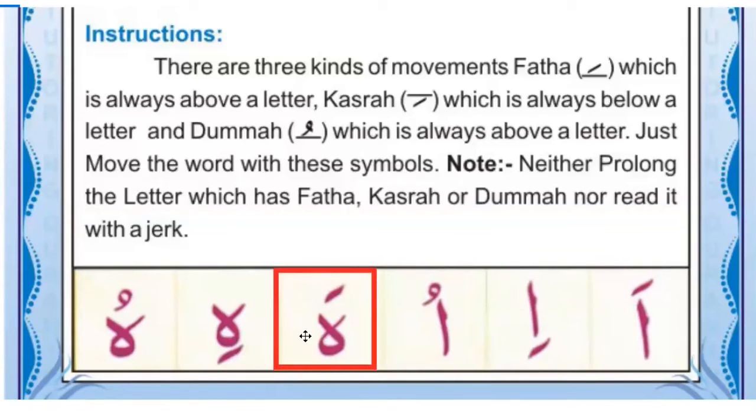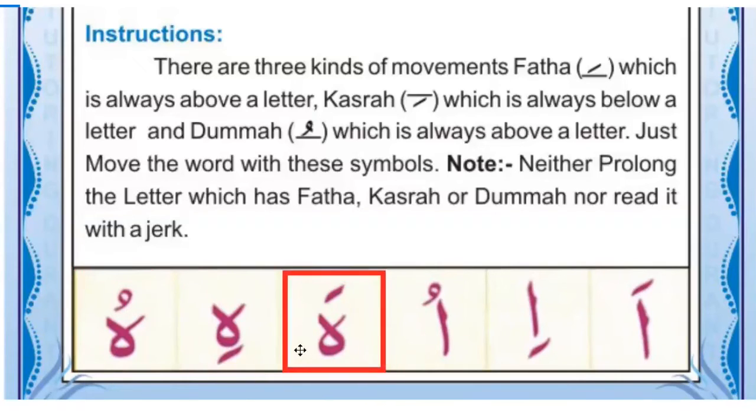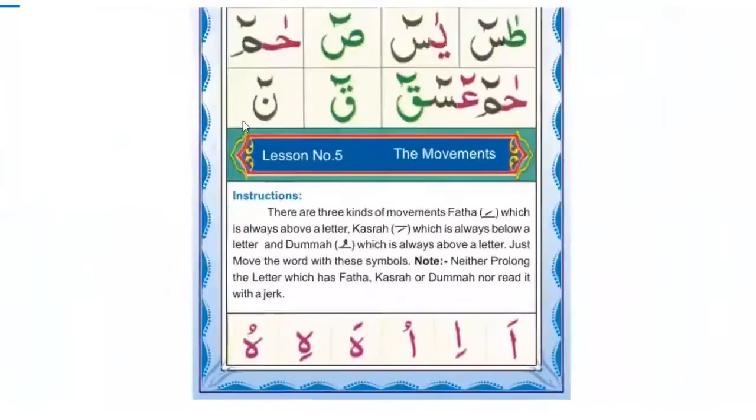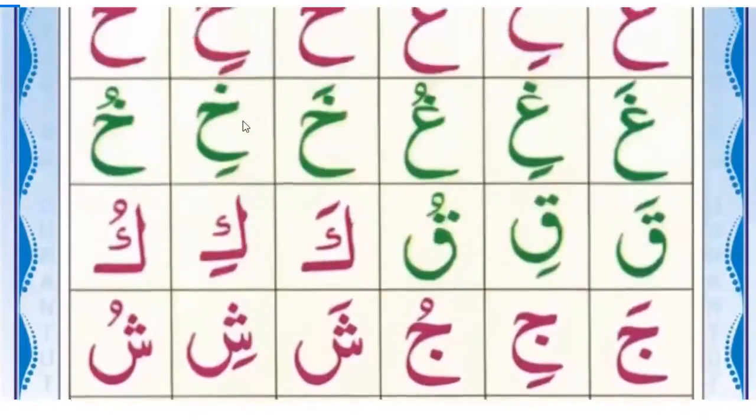Ha, fatha, ha. Ha, kasra, he. Ha, dhamma, ho. Ha, he, and ho. Okay, now let's move to the next page of the same letters and the same lesson, and we will practice it with more letters.